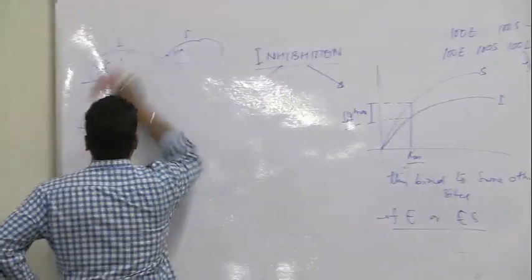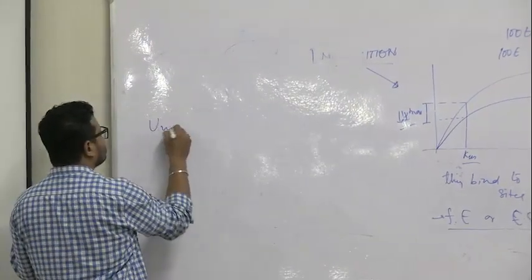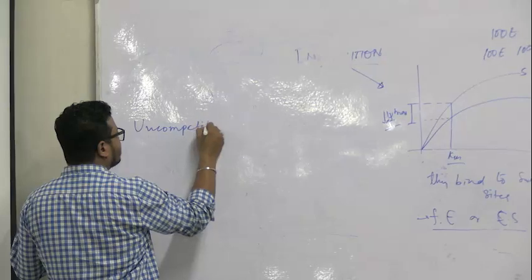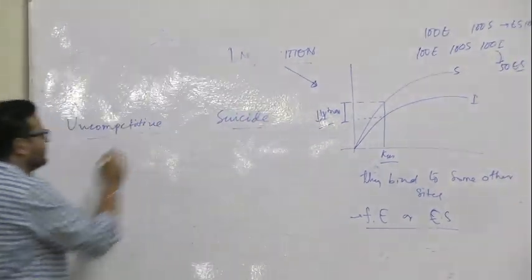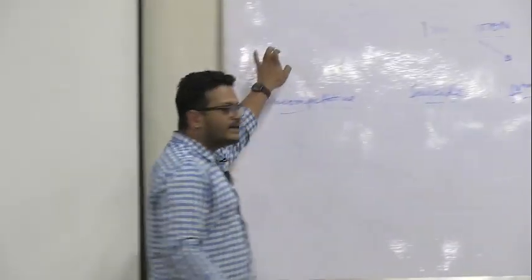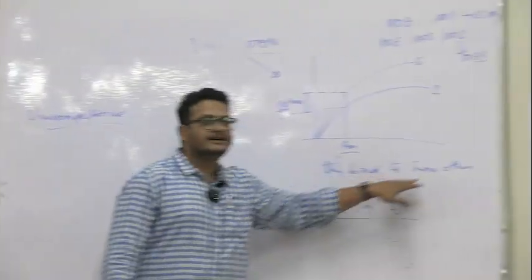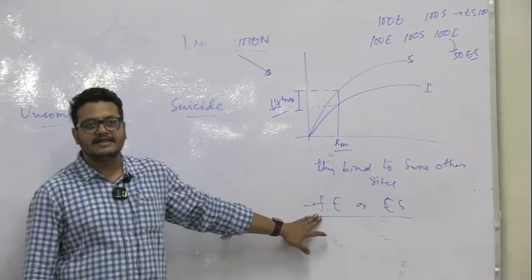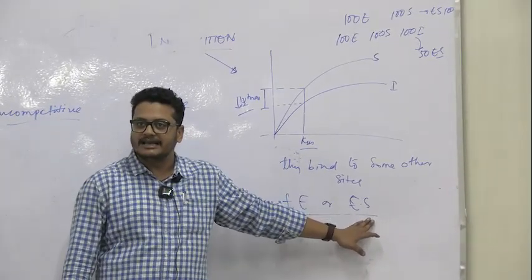Next two are uncompetitive inhibition and suicidal inhibition. Uncompetitive, what does it mean? No competition. How do you differentiate and remember? Non-competitive, what was the statement? They bind to some other site, either a free enzyme or an enzyme substrate complex. That is non-competitive. Is that clear?